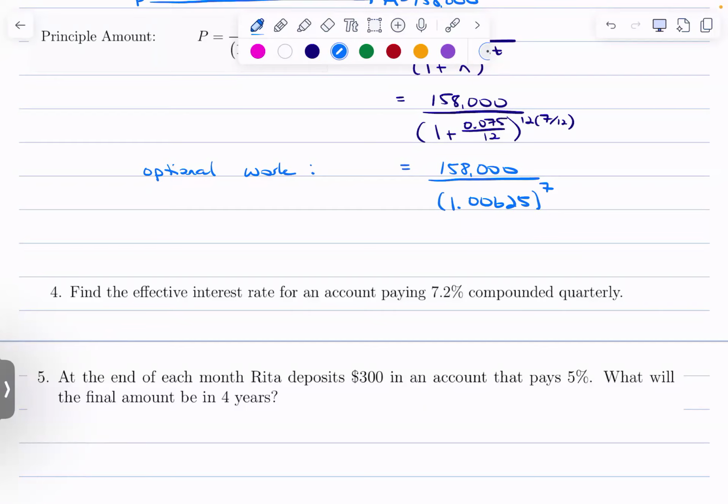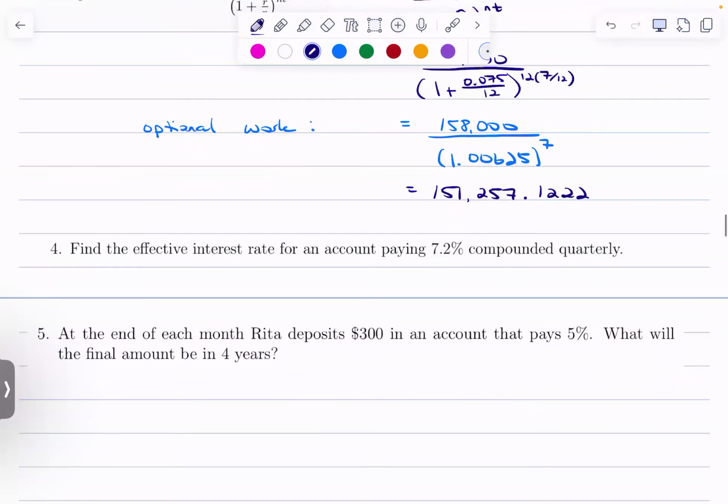Now from here, I'm just going to go for it. 151,257.1222, presumably repeating. And then I want to see it rounded to 2 decimal places, 257 and 12 pennies. So I want to see the full number, so that I can make sure that you did carry all your values through and then rounded to 2 decimal places for money.